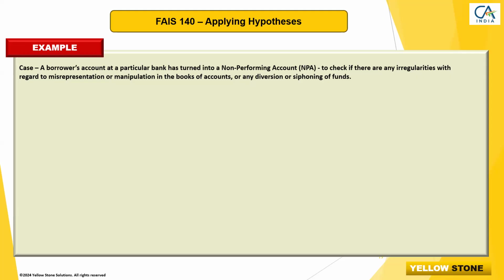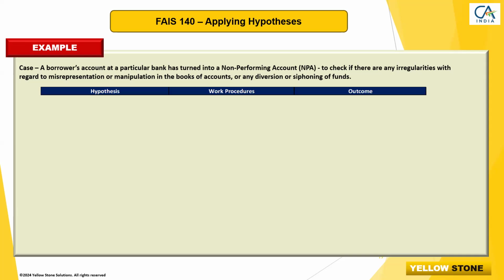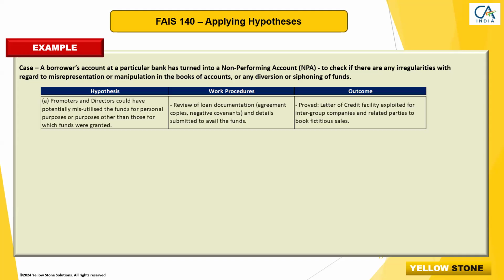That would be when I have access to the books of accounts of the target, the borrower, who has become an NPA. With this background, someone from the industry, who is into banking in this case, will now review the books of accounts of the target entity. We'll put it into three parts: the hypothesis, the work procedure which can be performed for that hypothesis, and the outcome.